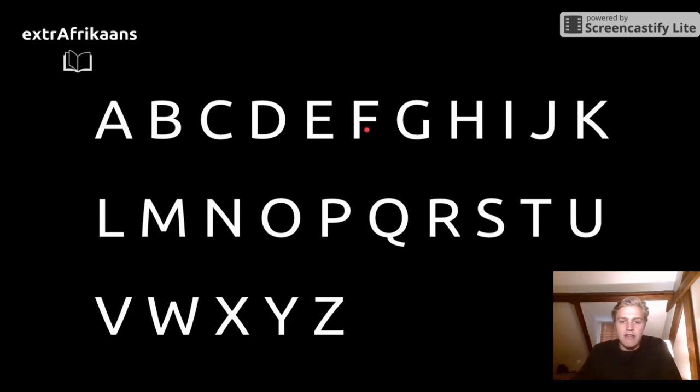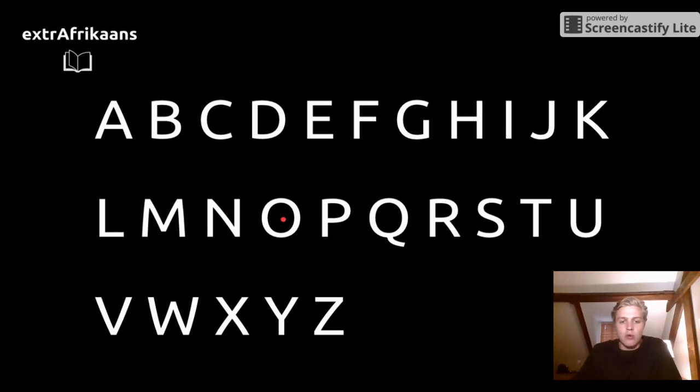We've got f, which makes the sound f. We've got gee, which makes the sound g. We've got h, which makes the sound h. We've got i, which makes the sound u. We've got je, which makes the sound y. We've got ga, which makes the sound k. We've got L, which makes the sound L. We've got M, which makes the sound M. We've got N, which makes the sound N.